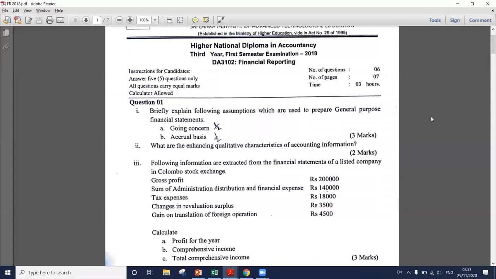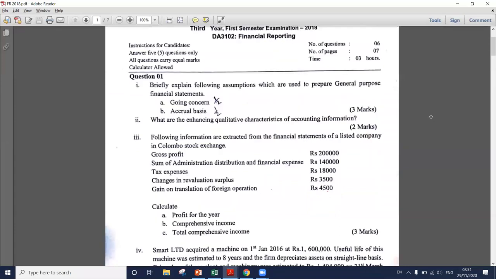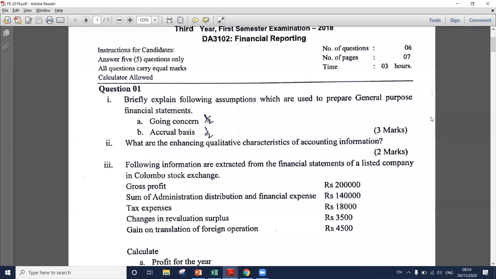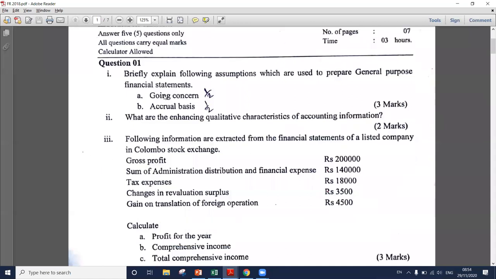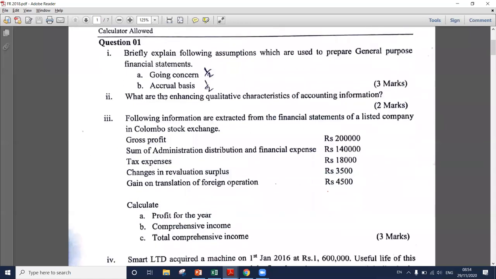2018, right? To a certain extent I have discussed this one. What it says: 2018 under conceptual framework and LKAS 1, these things have been tested. Part 1, briefly explain the following assumptions which are used to prepare general purpose financial statements. Right? When the assumptions are explained, going concern: what do you mean by going concern?